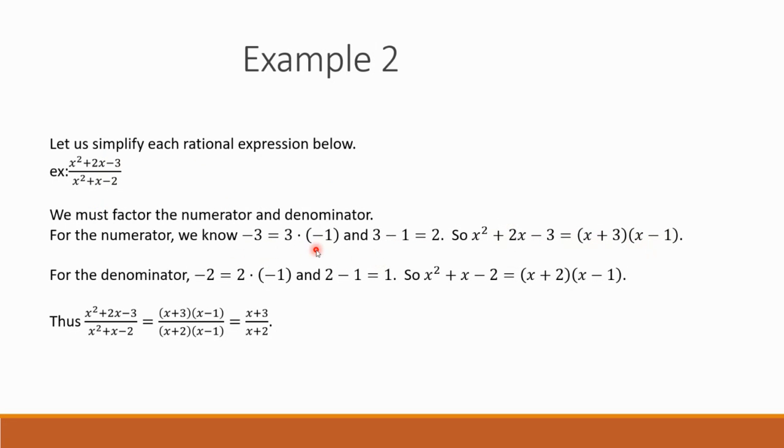The denominator is the same idea. Namely, we want two numbers whose product is minus 2, whose sum is 1. Well, how about 2 and negative 1, right? That product is negative 2. The sum is 1. Right? 2 plus negative 1, 2 minus 1, same idea. You get 1. Thus, we get this.